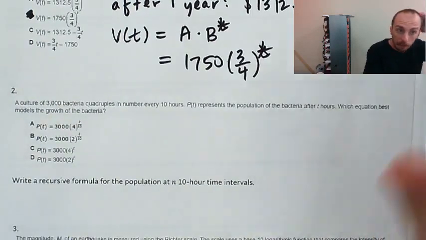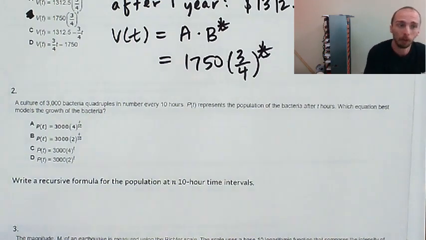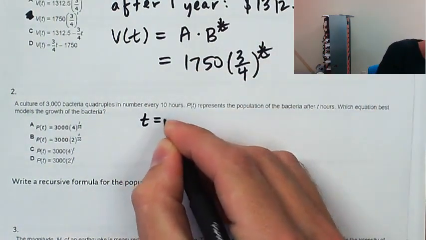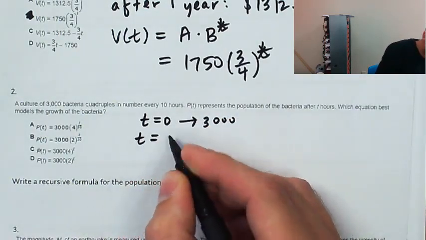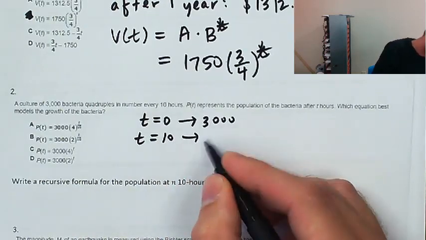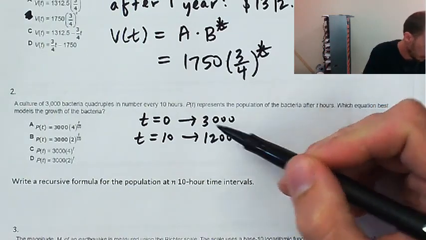Then a culture of 3,000 bacteria quadruples in number every 10 hours. P of t represents the population of the bacteria after t hours. Which equation is best representative of this? So I think that what I'm going to say is that after 10 hours, when t equals 0, we need to have 3,000 bacteria. When t equals 10, it should have quadrupled, right? So it should be 3,000 times 4 is 12,000. And then we probably need to be quadrupling every 10.